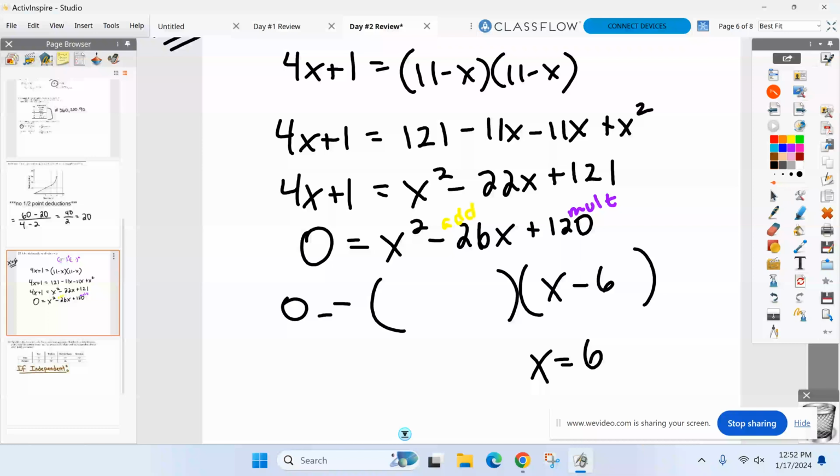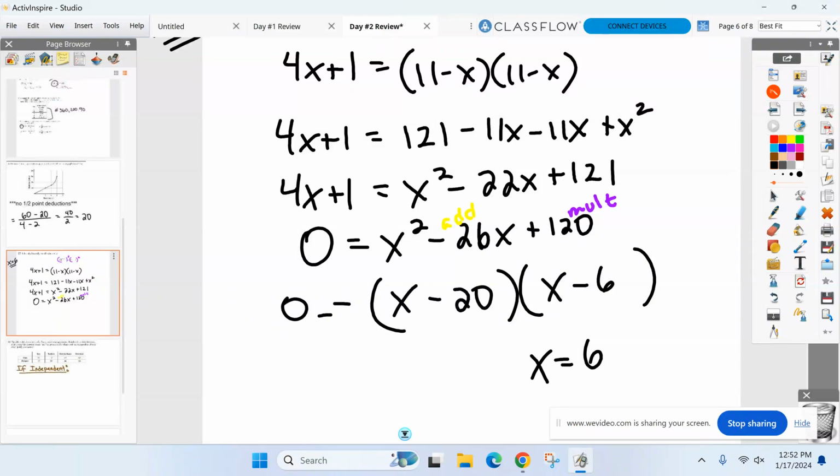You got half of it done. All right, so that's great. That's great to know the answer. Well, I should be getting 6, so in one of those parentheses has to be x minus 6. Now I just got to figure out what is going to go over here. I have to add to negative 26, so it's going to be negative 20.